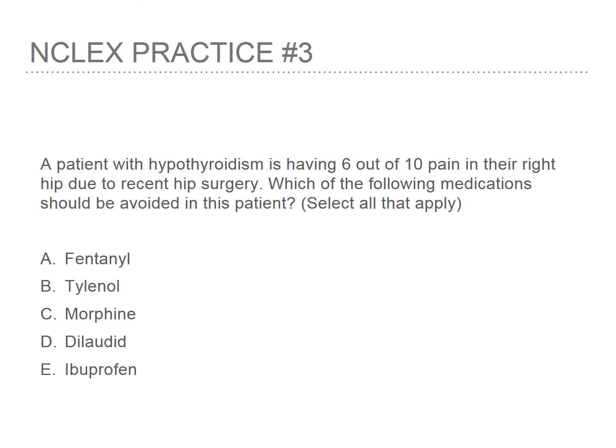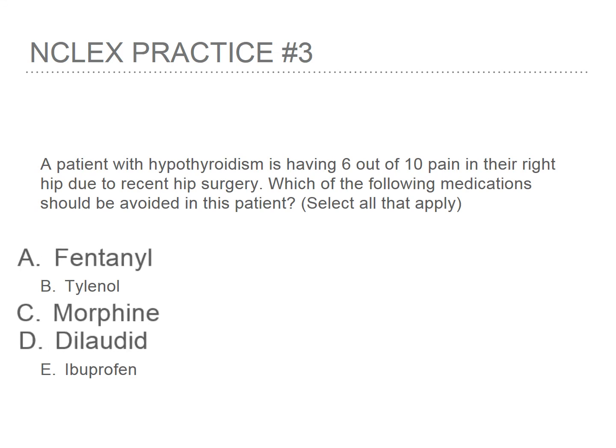So remember, hypothyroidism, your metabolism is slow. Your body has a hard time metabolizing some of these stronger medications. So what would you want to avoid? Things like fentanyl, morphine, Dilaudid. The Tylenol and ibuprofen would be okay because those are mild pain medications.